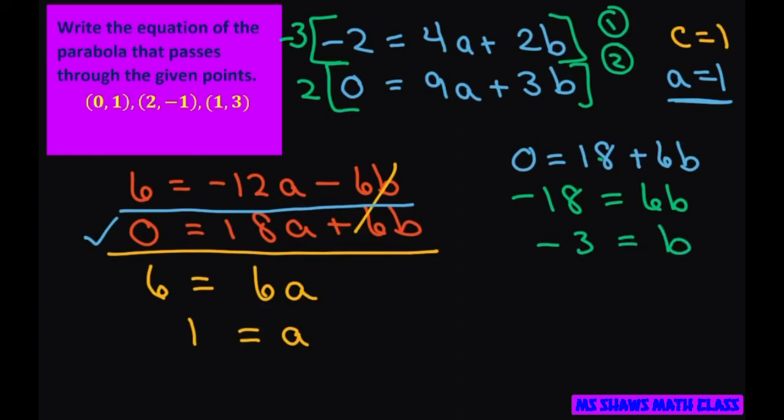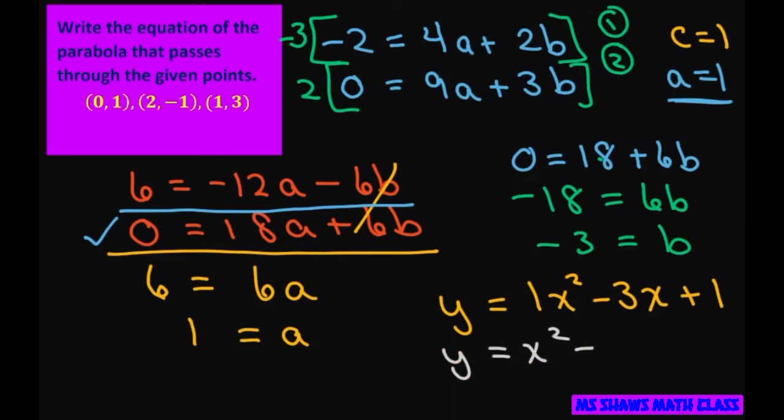So our equation is going to be y equals 1 times x squared minus 3 times x plus c, which is 1. Or you can write this as y equals x squared minus 3x plus 1. And that's your final answer.